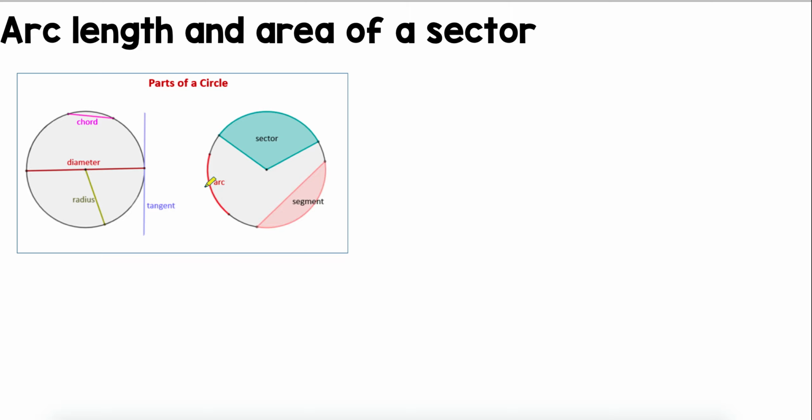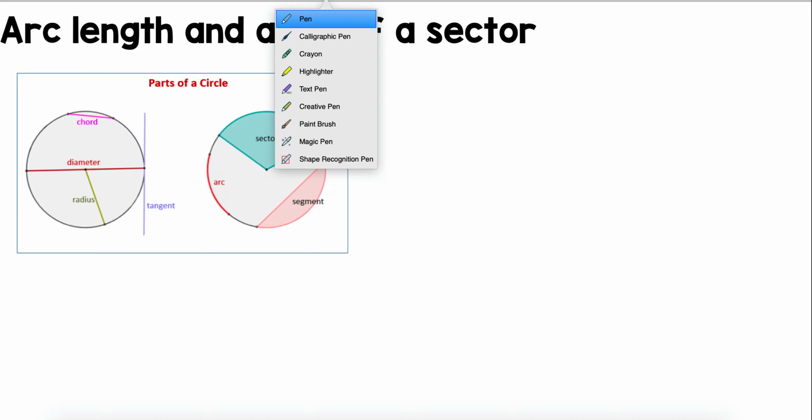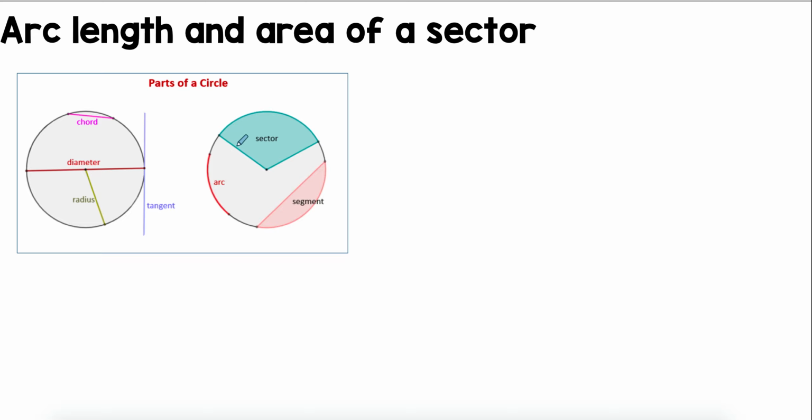This was taken from online mathlearning.com. So we have a sector, which we're going to use here. A sector is a part of the circle that's created from two radii and an arc. So it's the area enclosed between those three. And a segment is the area between the arc and a chord here.